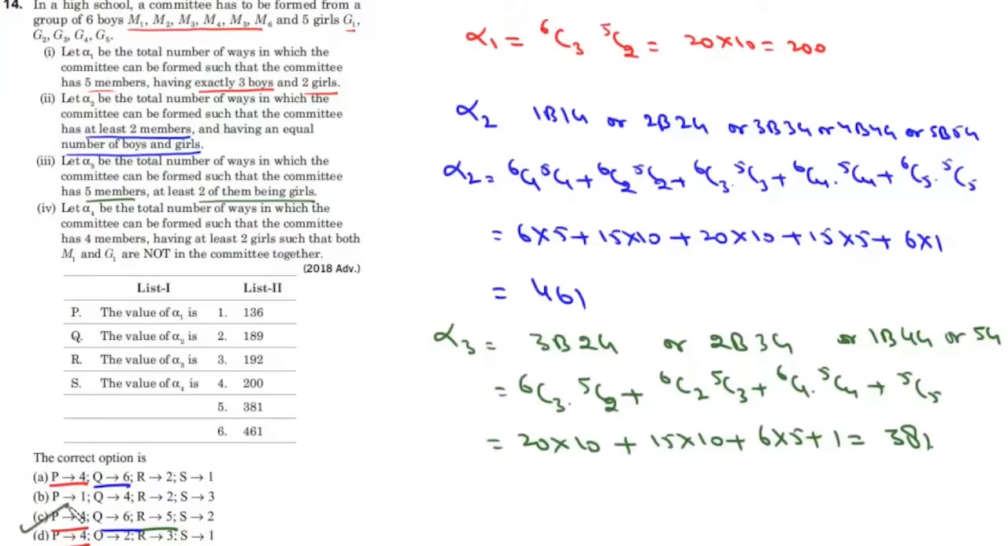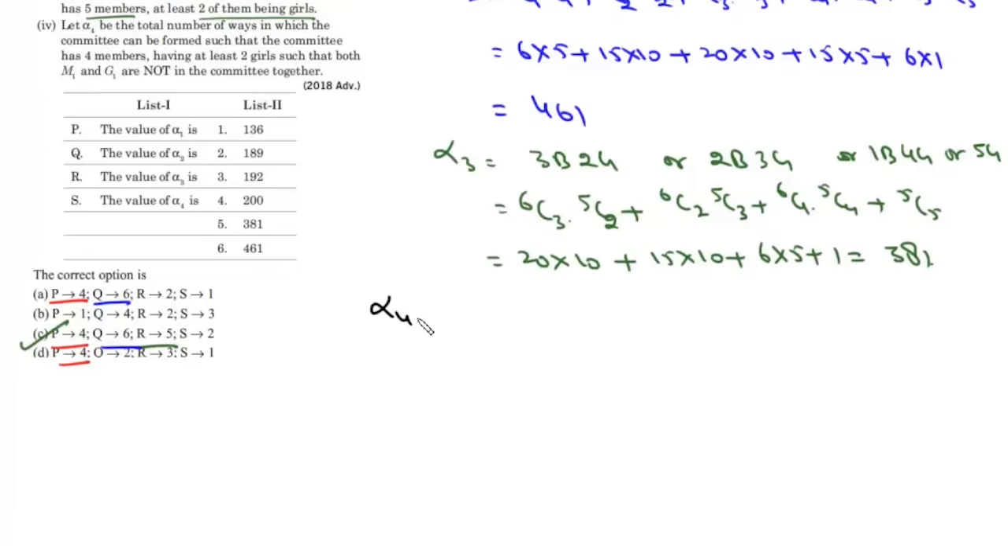So clearly the answer has to be option C, but still we'll solve option 4, alpha 4. Now alpha 4 is the total number of ways in which the committee can be formed such that the committee has 4 members having at least 2 girls, such that both M1 and G2 are not in the committee together. So the committee should have at least 2 girls. So this alpha 4 can be 2 girls, 2 boys, or 3 girls, 1 boy, or all 4 girls.